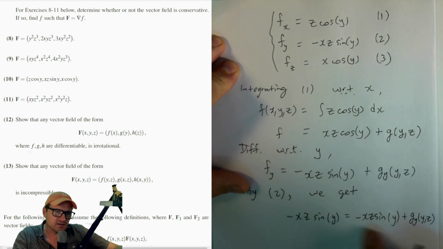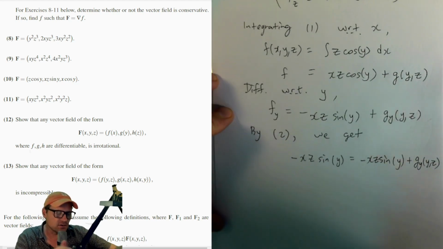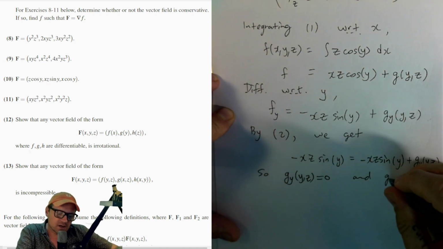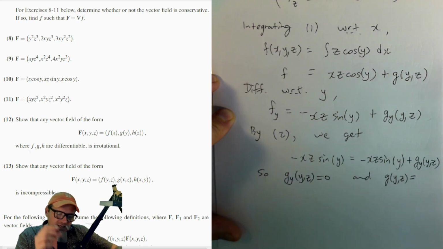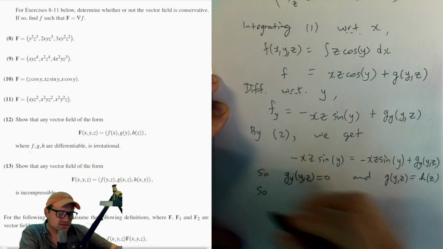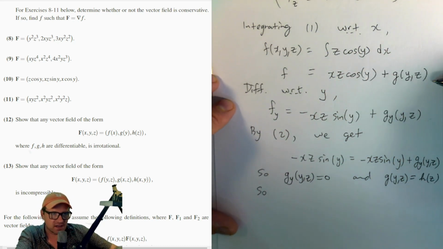Now the two of these are the same, and so what we learn here is that g subscript y is 0. And what we get here when we integrate this with respect to y, we get g is the integral of 0 with respect to y, and so the other letter here is z, so we just have another function, say h of z. And so what this says then is that up here we can replace this g of y with h of z.